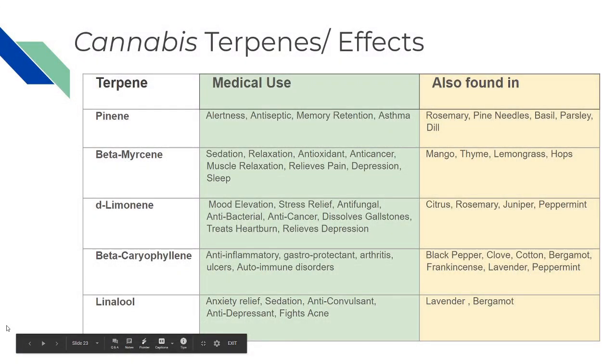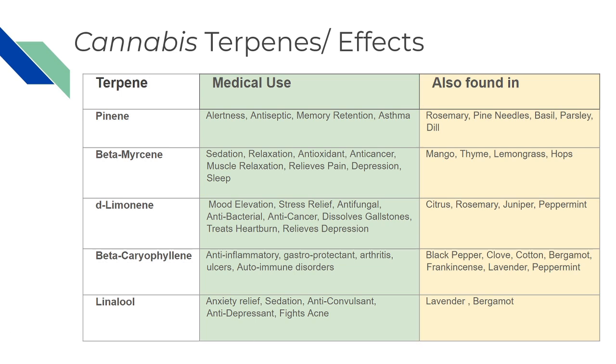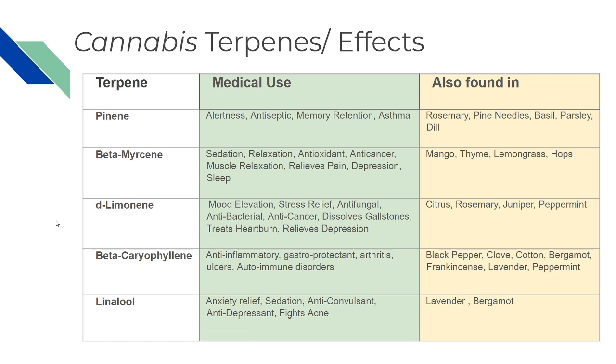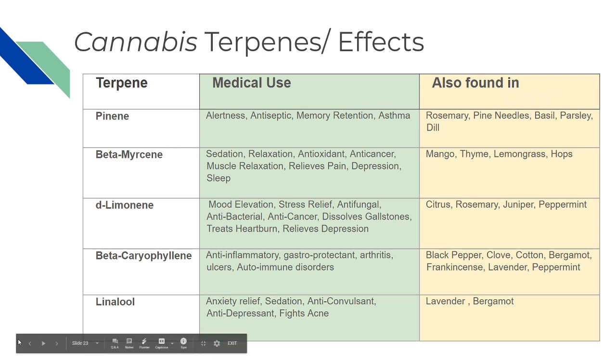In addition to cannabinoids, cannabis, like many other plants, makes terpenes. And here are certain of the terpenes that cannabis makes. As you can see, they all have medical uses and are found in other plants. So if you're interested in this list, just take a pause here and you can see what plants you can also find these terpenes in. Many of these terpenes are found in the essential oils of very common plants.